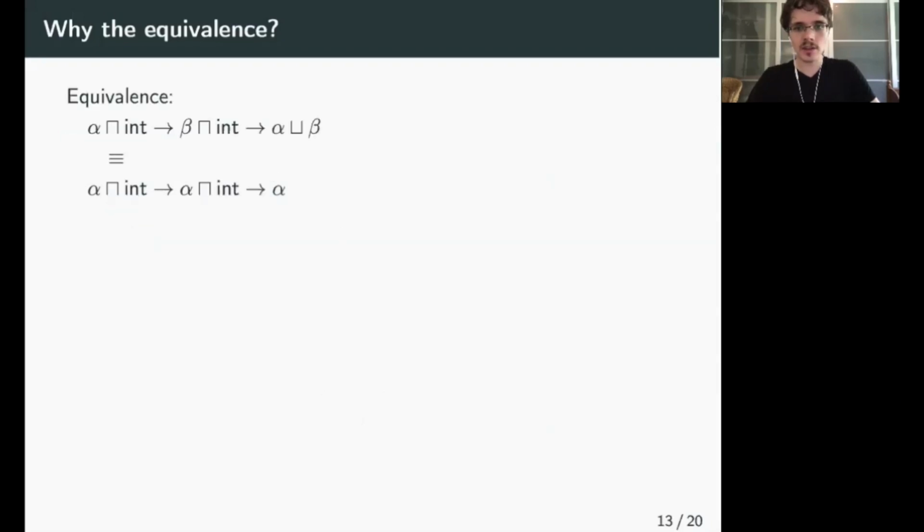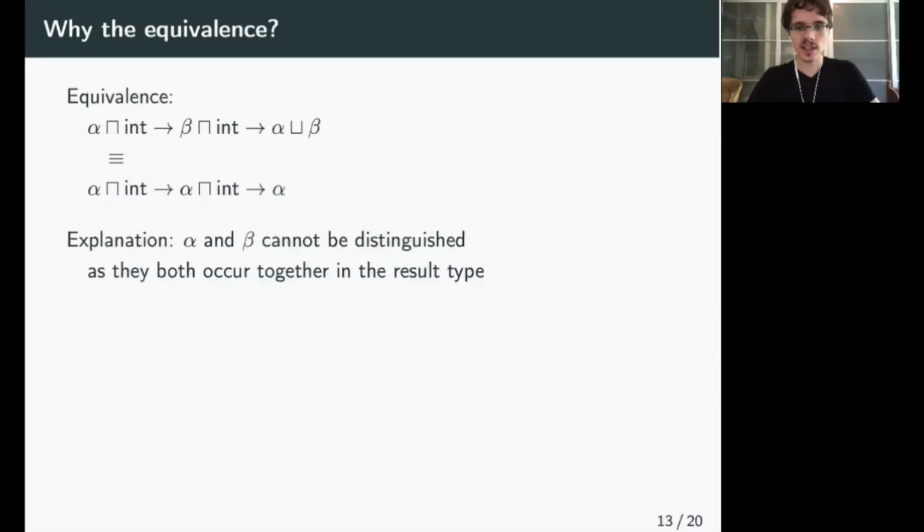Next, let us look at the second simplification. Here, the insight is that alpha and beta are indistinguishable from each other, since they always occur together in positive positions, which is to say, here, in the result type of the function.